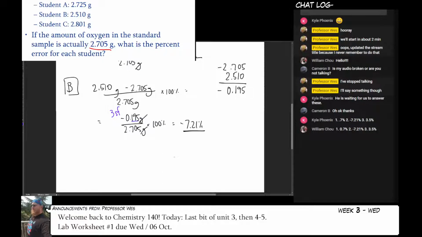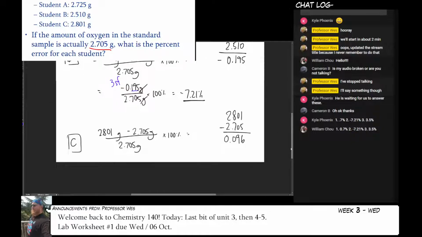And then finally for problem C, I'll paste it in the middle there. Same thing. So let's see here. This is subtraction. Uh-oh, I ran out of space. So grams cancel. And when I do that, I should have 2 sig figs. I got 3.5%. There you go.